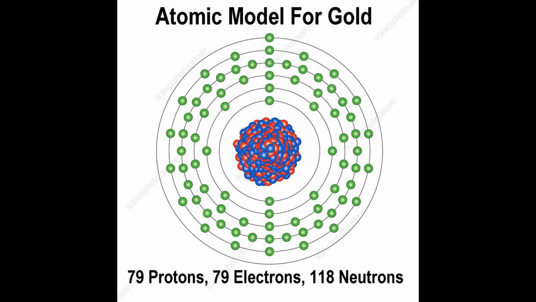There's 79 protons, 79 electrons, and 118 neutrons. The number of neutrons is just what it takes to make the whole thing stable. So 79 protons, 79 electrons, its atomic number is 79. Basically the electrons swirl around the nucleus, which is the protons and the neutrons, although not in perfect circles like this. It just kind of zooms in and out. And this is what gold is made of.